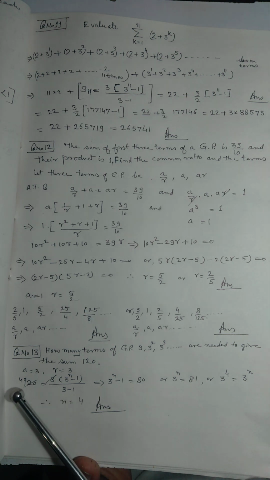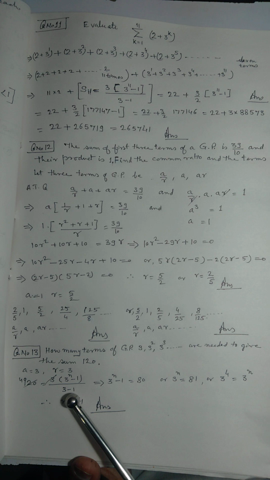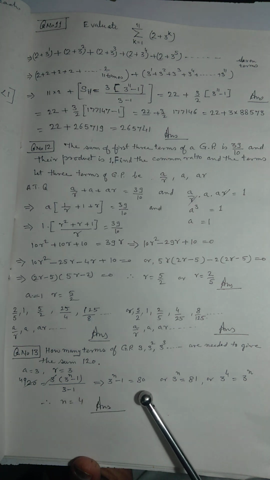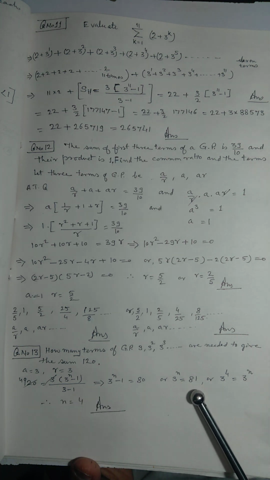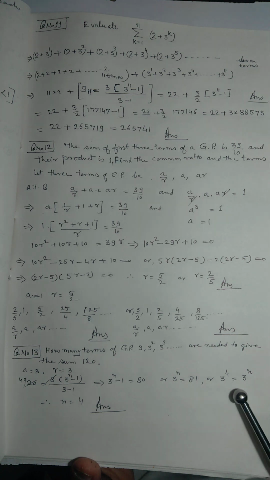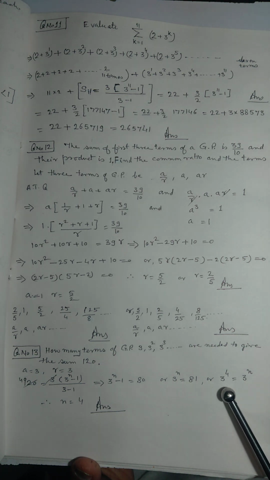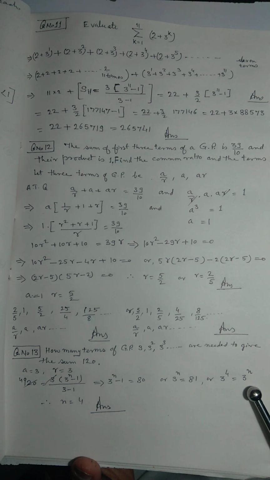देखिए मैंने 120 को कैंसिल किया, 40 आया, 40 को क्रॉस मल्टीप्लाई किया 2 से, 80 आ गया, तो 3 raised to power n is equal to 81. सो अब 81 को हमने क्या कर दिया, लिख दिया 3 raised to power 4 is equal to 3 raised to power n. So n is equal to 4, and it will be your answer of question number 13.